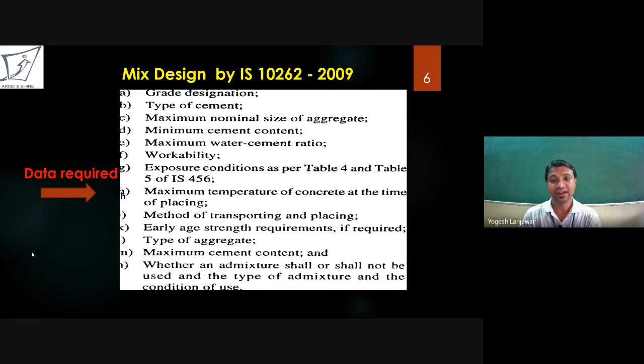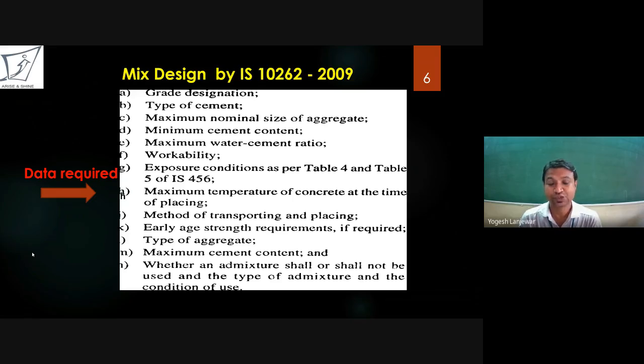Methods of transporting and placing. Whether we are transporting the concrete by transit mixer, or placing the concrete with the help of a concrete pump, that data should be available with us. According to that, the water cement ratio changes, or we can say the water cement ratio plays a great role in it. Early age strength requirement, if required, type of aggregate, then maximum cement content should be available with us, and whether an admixture shall or shall not be used.